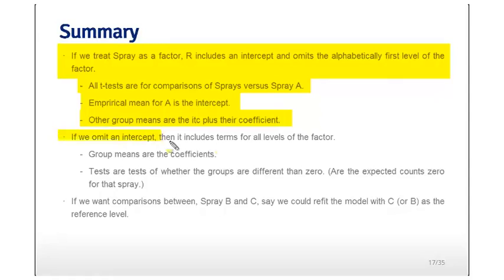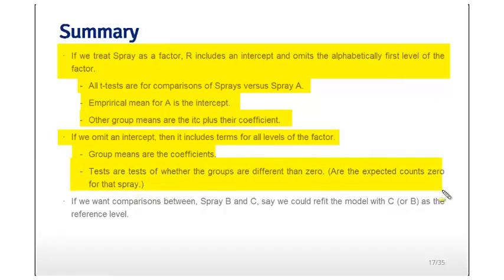Okay, if we omit an intercept, then it includes all terms for all levels of factors, and then the group means are the coefficients. And the t-tests are no longer for comparisons between the groups. They're tests for whether or not the groups are different from 0.